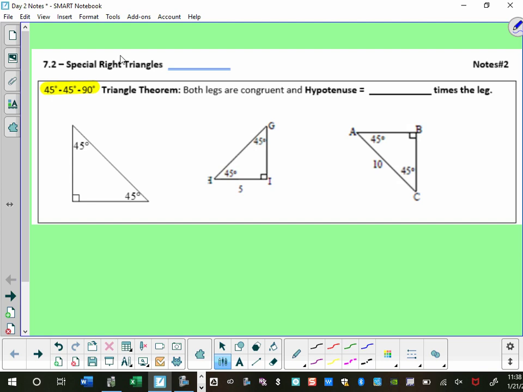Your theorem says both legs are congruent. Your hypotenuse equals root 2 times the leg. So if you like, we're going to get to it.